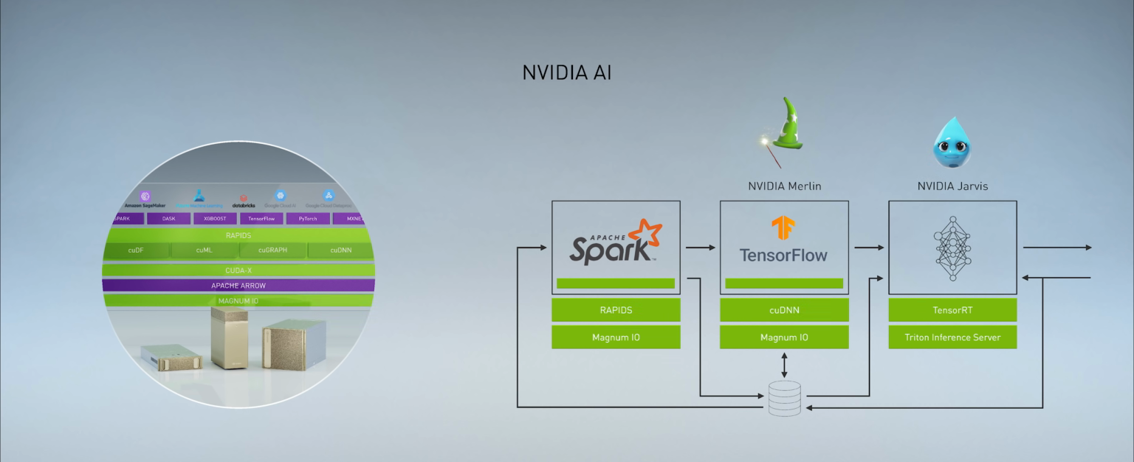TensorRT 7.0 is here. The number of people who are downloading it and using it is really growing, and we're super excited about that. We decided to create an application framework for every company to be able to create state-of-the-art conversational AI models. We call that NVIDIA Jarvis. This end-to-end acceleration platform and some of the reference applications is what we call NVIDIA AI.